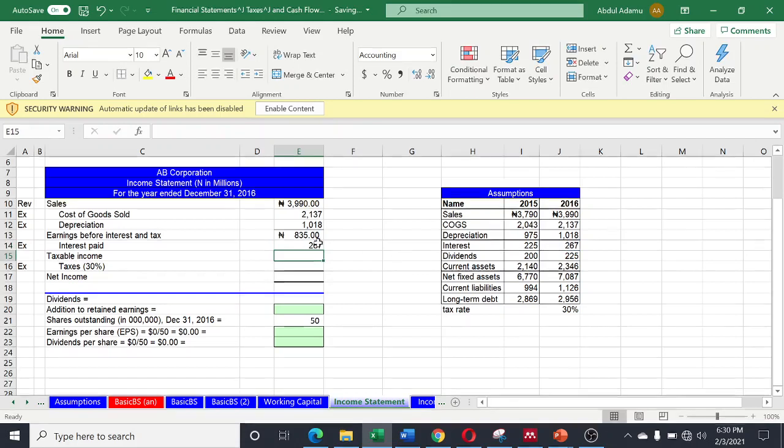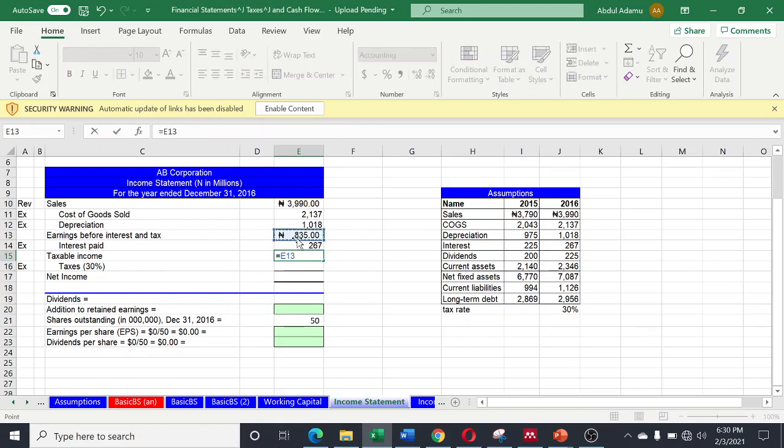Taxable income is the difference between earning before interest and tax and interest paid. So equal to this minus this. That is our taxable income. The tax rate is 30%. So this is the rate. So we say equal to this rate times the taxable income.